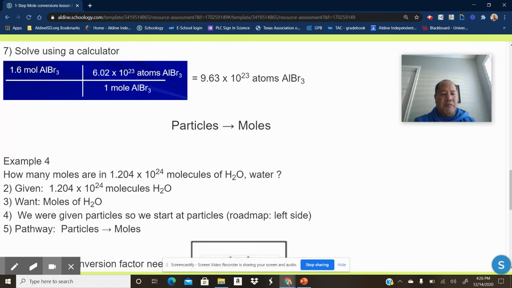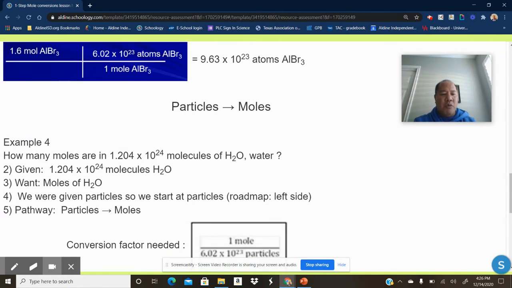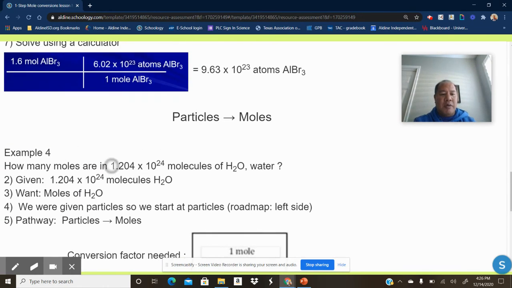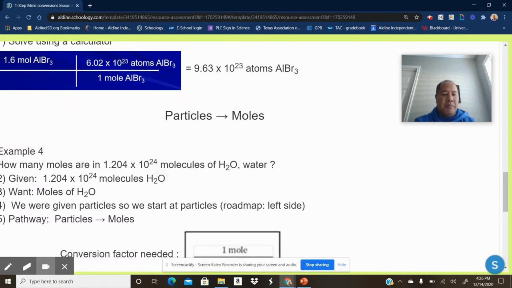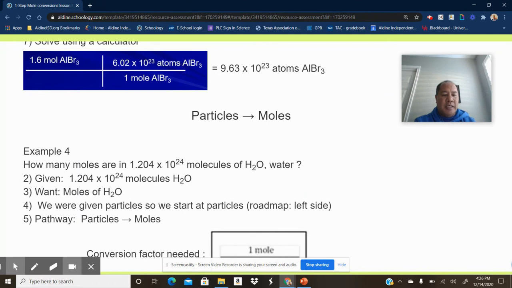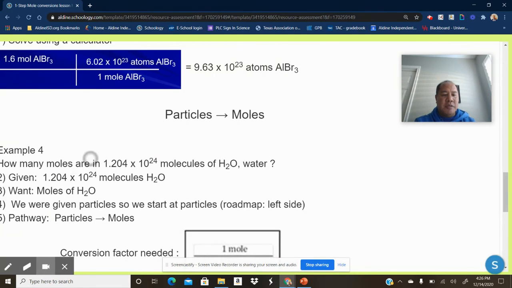So here's example 4. It says how many moles, this time we want moles, are in 1.204 times 10 to the 24 molecules of H2O water. So again, figure out what's given. Given is this. It's what's given in the problem. So 1.204 times 10 to the 24 molecules. What do they want? They want moles of water.